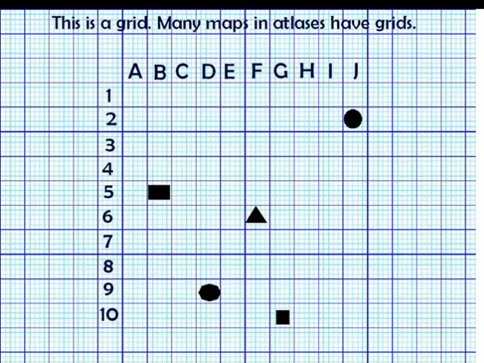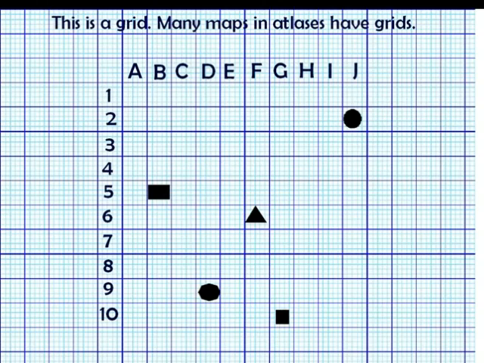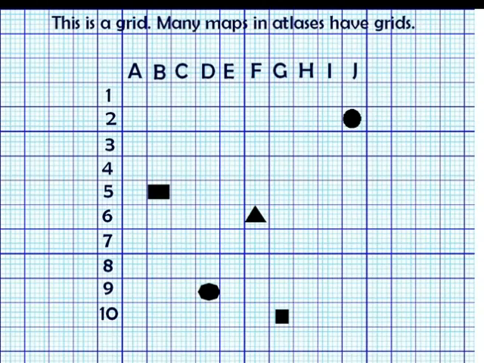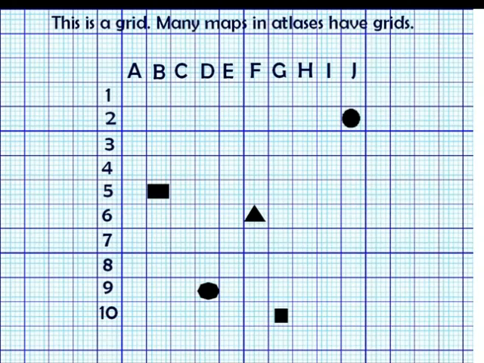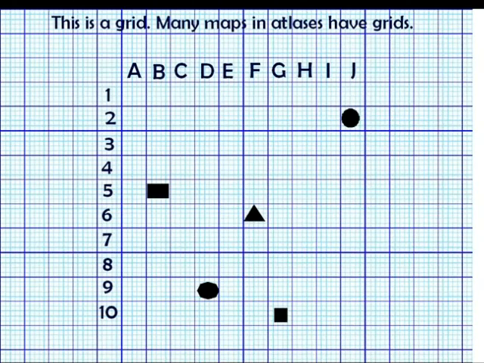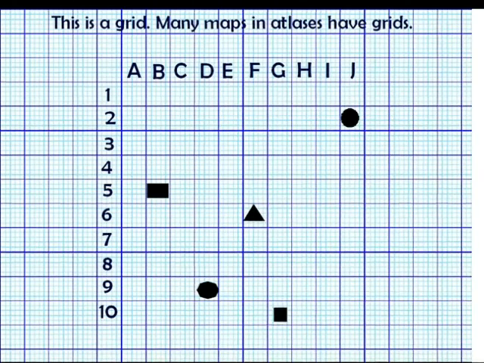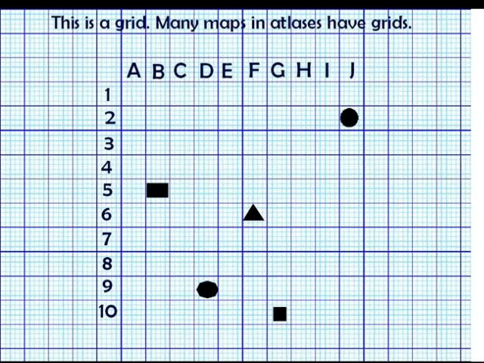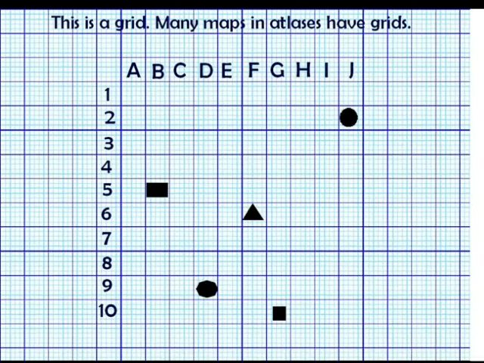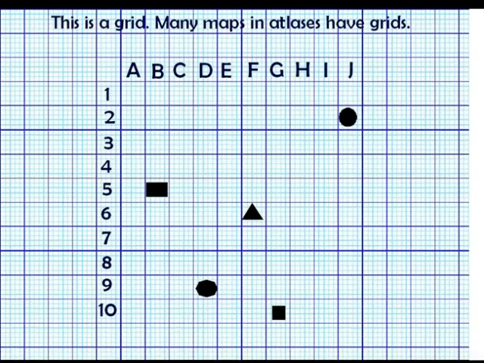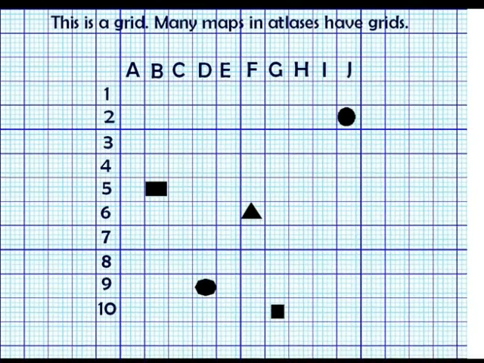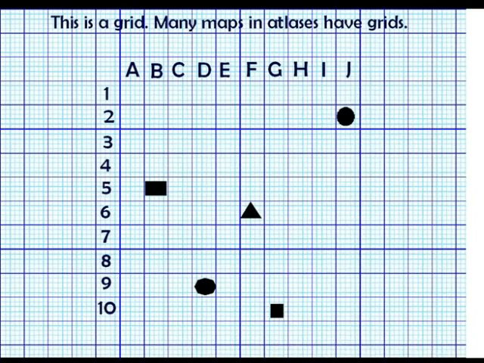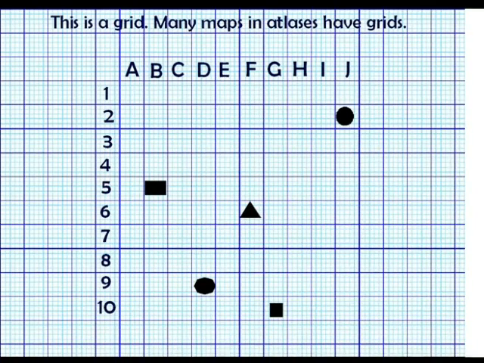Did you get F6? Now let me give you the coordinates and see if you can find the shape at that location. What is at B5? Go over to B, go down to 5, and what do you see? The rectangle. Okay, one last one. G10. I hope you found the square.